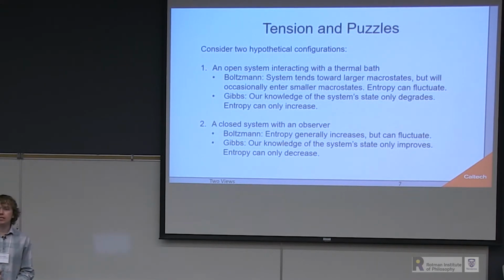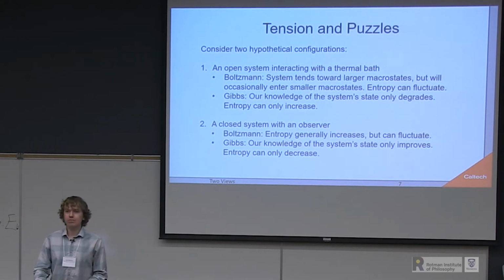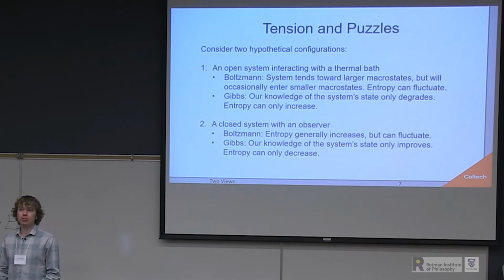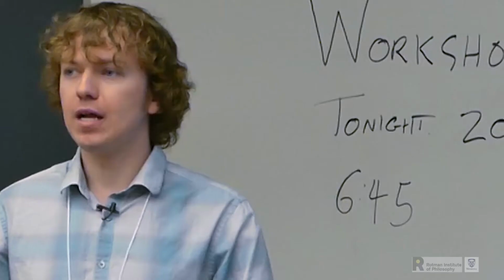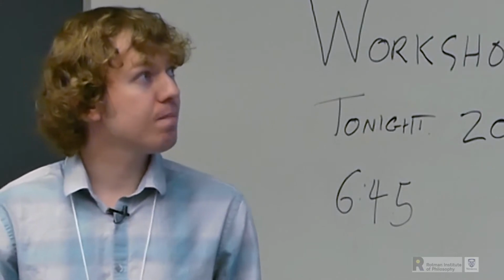These microstates tend to move towards larger macrostates. They don't always have to, but it's overwhelmingly likely that they do. So generally speaking, entropy is going to increase, but it'll fluctuate. You may have downward fluctuations. You might even have very large downward fluctuations, very rarely. But generally speaking, entropy will increase if you start at a low entropy initial state.